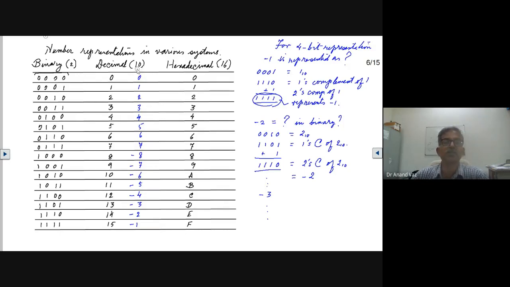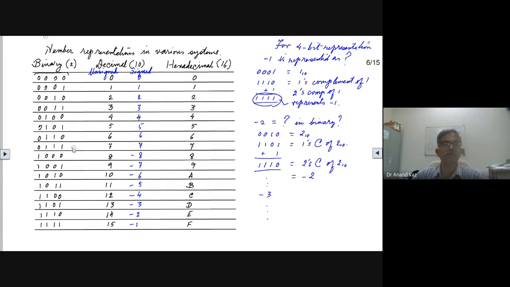Now this representation is actually called signed representation, signed integers. And this is actually unsigned representation, unsigned. You must have come across this word, signed representation. But this representation is in 4 bits. So this is how you can represent negative numbers.